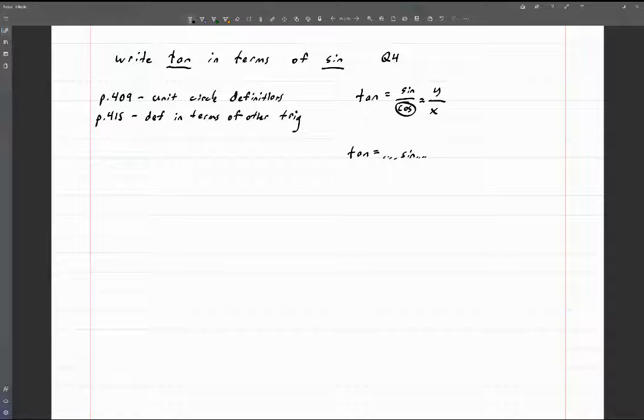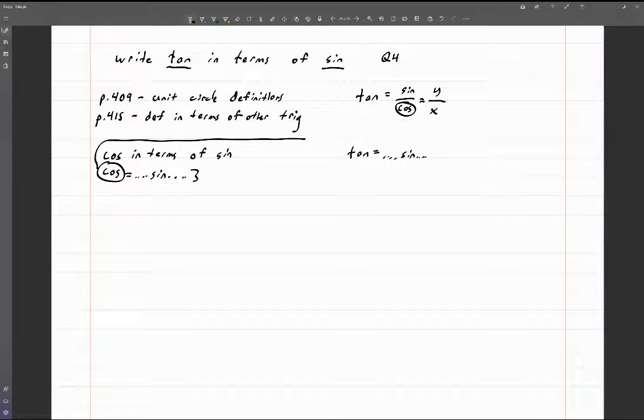So what we need to do is actually do another in terms of problem inside this in terms of problem. We need to write cosine in terms of sine. So we need to get cosine by itself and sines on the other side. So we could take this result and substitute it into there and just have only sines. So it's really handy to remember now the Pythagorean identity listed on page 415.